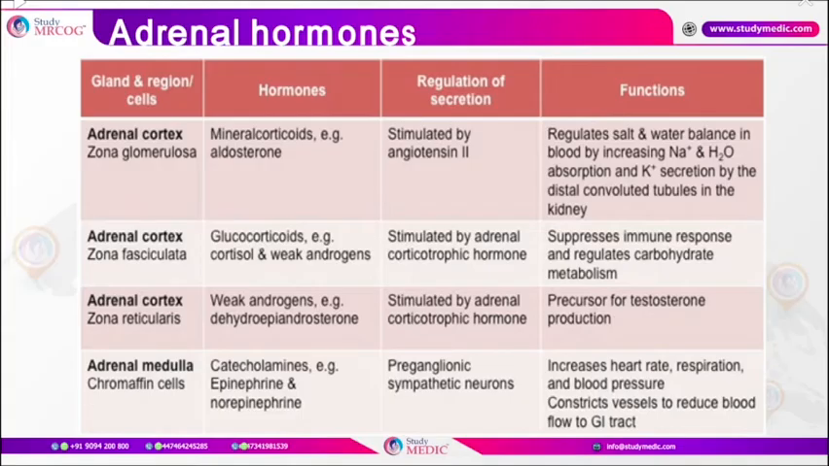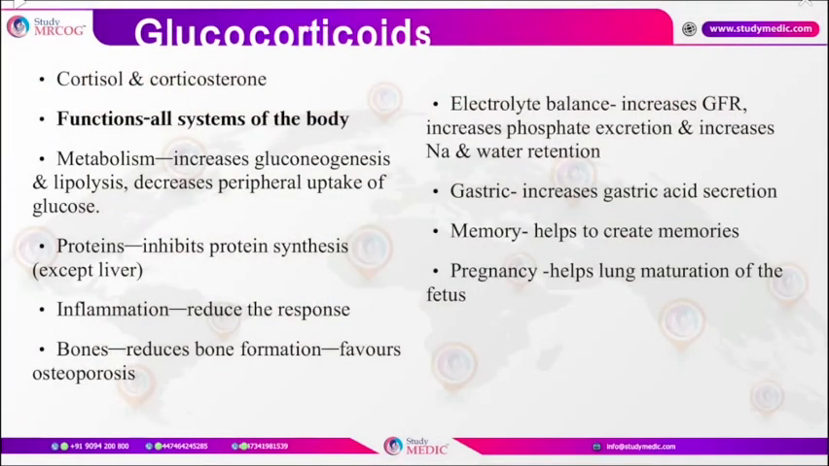As we have already discussed, the adrenal medulla contains the chromaffin cells which secrete the catecholamines, and its secretion is regulated by preganglionic sympathetic neurons. What is the function? The function is increasing the heart rate, respiration, and blood pressure. Also, it causes constriction of the vessels so as to decrease the blood flow to the GI tract. Moving ahead, let's discuss glucocorticoids in detail.